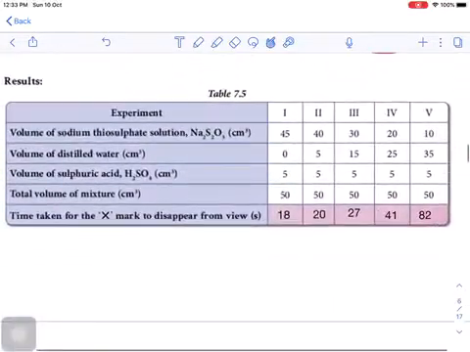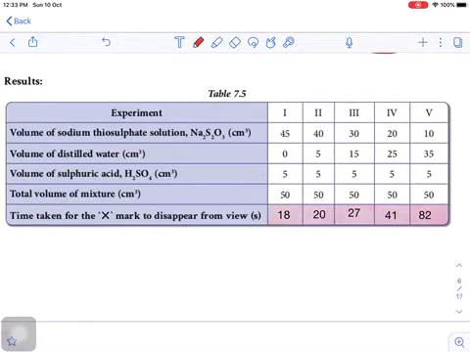Okay, this one is a table. In this table, the volume of sodium thiosulfate for every set, we decrease by 5 cm³, but then we top up with distilled water to make it 45. So this is the table given. As you can see, the volume of sulfuric acid is fixed.